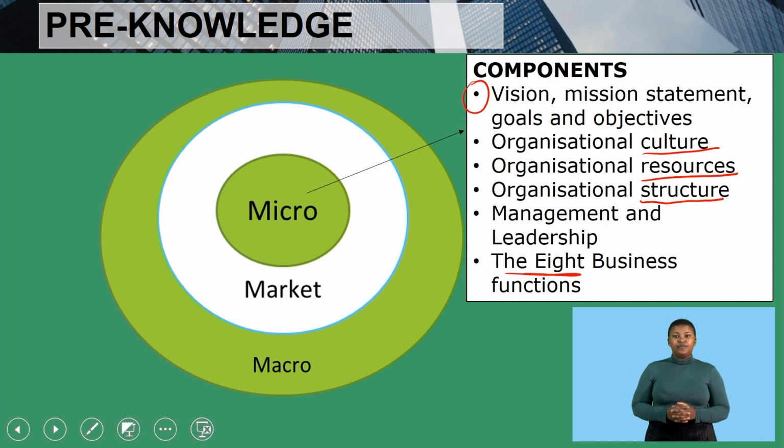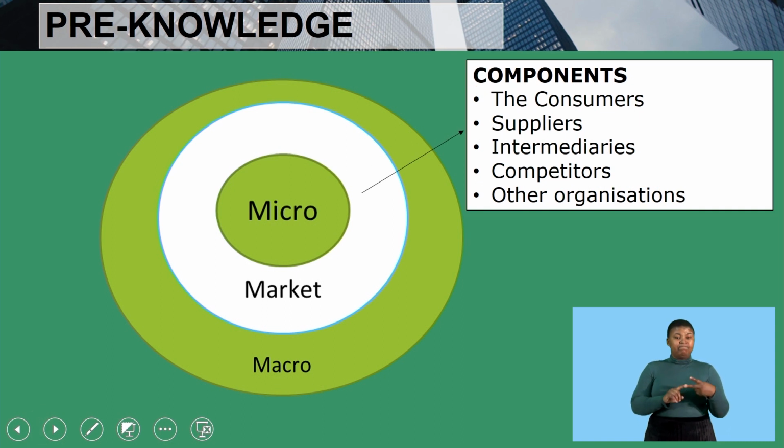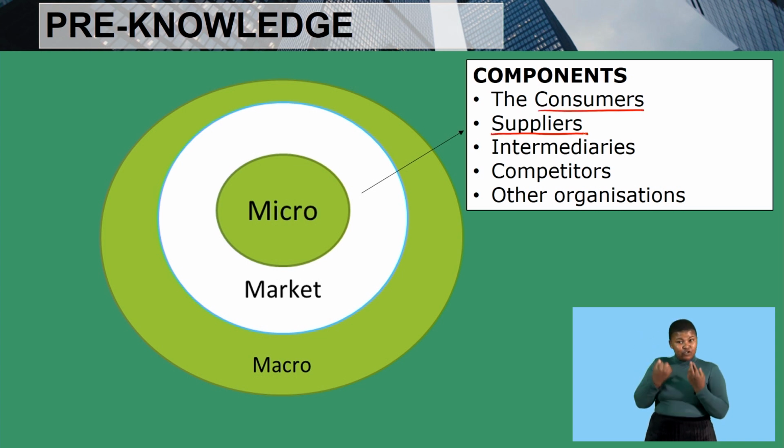Our second environment, of course, is our market environment, and this is the business's immediate external environment. And the components that make up the market environment are the consumers, our suppliers, our intermediaries, our competitors, and then the other organizations, which include organizations like community-based organizations and non-governmental organizations.